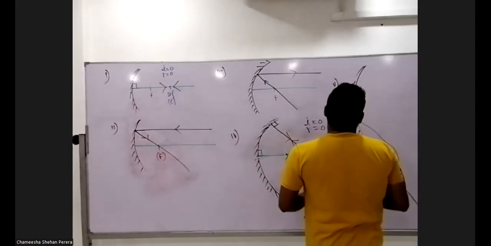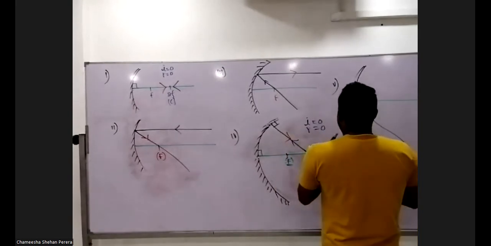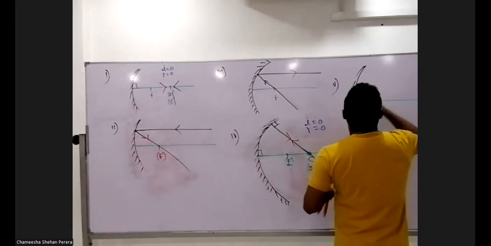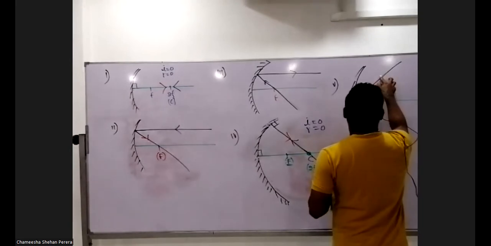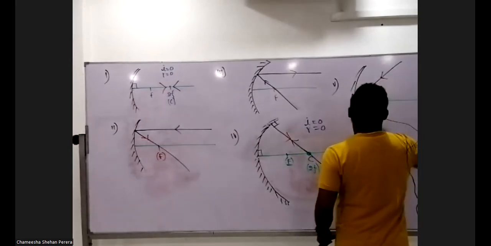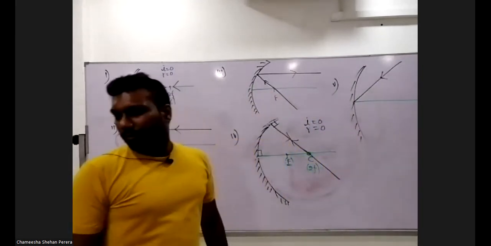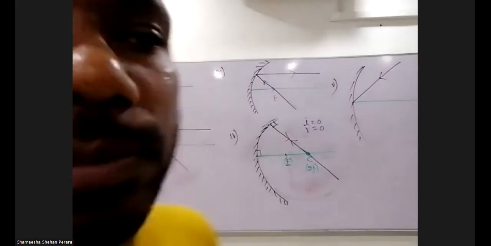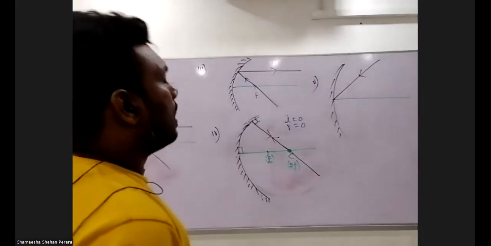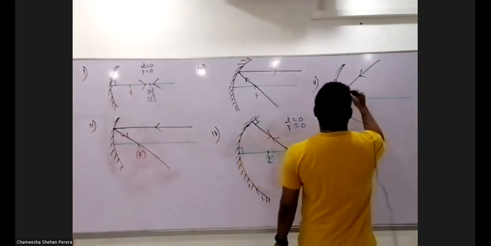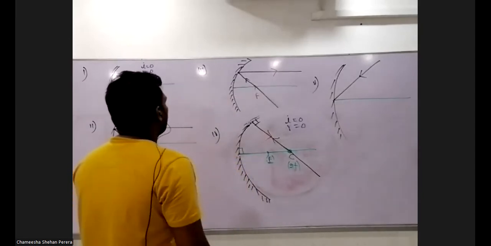Next we have a curved mirror, that is, a concave mirror. Here is the principal axis. There is an incident ray at an angle. When the light rays strike the concave mirror with an angle of incidence with the principal axis, the rays get reflected back with an equal angle of reflection.